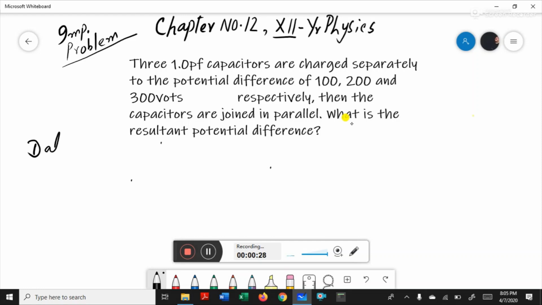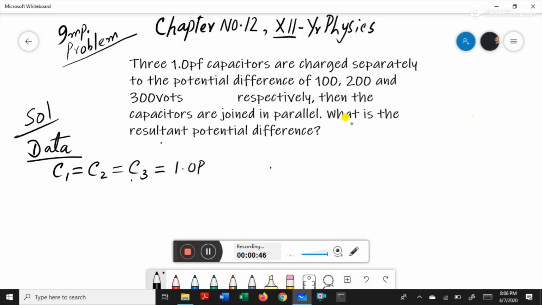Data. Let's say C1 is equal to C2 is equal to C3 is equal to 1.0 picofarad. Pico is a multiplier which can be replaced by its notation 10 to the power minus 12 farad. Because all the three capacitors have the same capacitance.